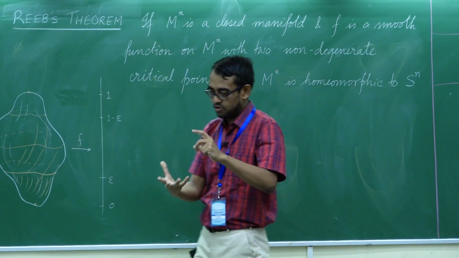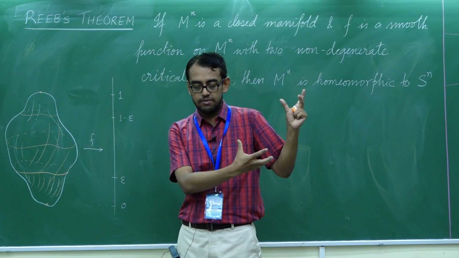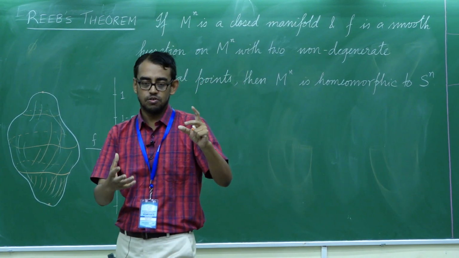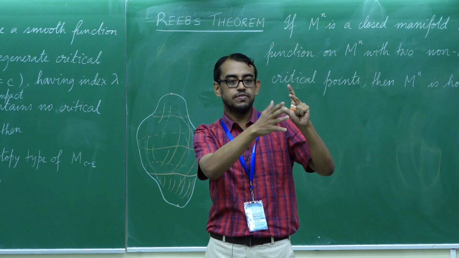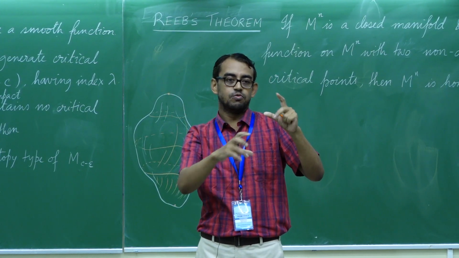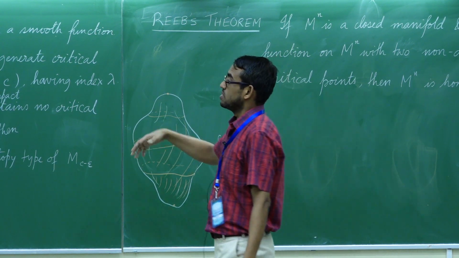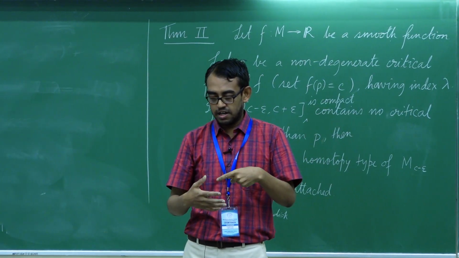So the point is he was looking at S3 bundles over the 4 sphere, which came from vector bundles of rank 4. So we look at an R4 bundle over S4 and then look at the unit sphere in each copy of R4, which is an S3. The unit sphere in R4 is S3. So he was studying such 7 manifolds. It turns out there's a lot of them.